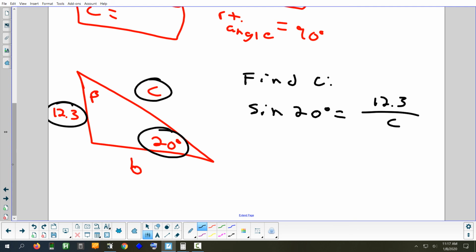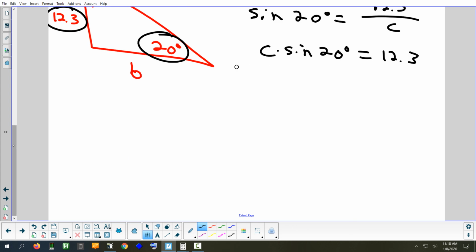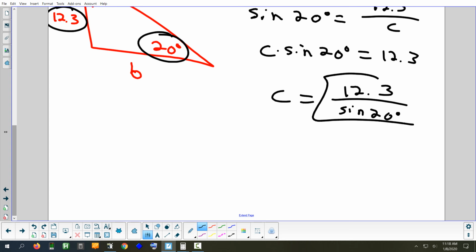So how would I undo dividing by C on both sides? Yep. Multiply by C on both sides. That gives you this: C times the sine of 20 equals 12.3. Now, how would I put sine of 20 over on the other side? Yep. Divide each side by sine of 20. So you'd have C equals 12.3 divided by sine of 20.